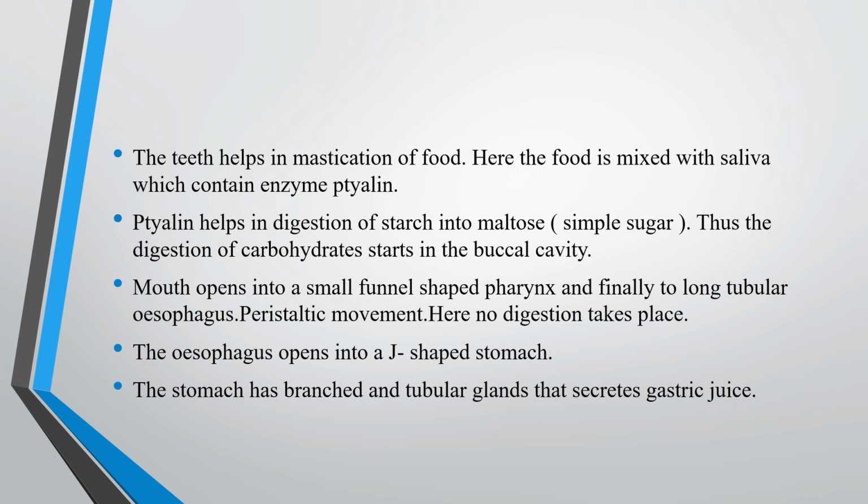Here the food is mixed with saliva which contains the enzyme ptyalin. So in the mouth, ptyalin or amylase enzyme is secreted by the salivary gland. Ptyalin helps in digestion of starch or carbohydrate into maltose, that is a simple sugar. So carbohydrate digestion starts mainly in the buccal cavity. Nearly 70% of carbohydrate is digested in the mouth itself.